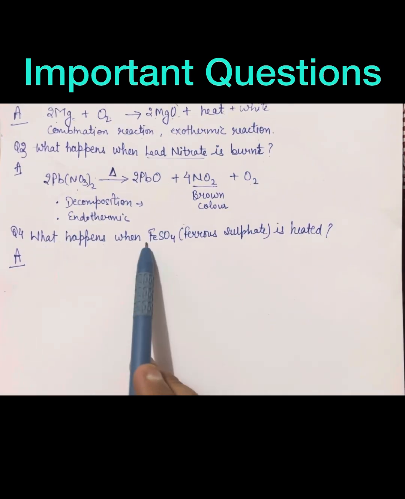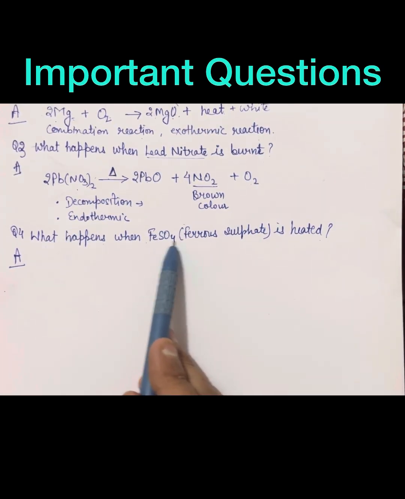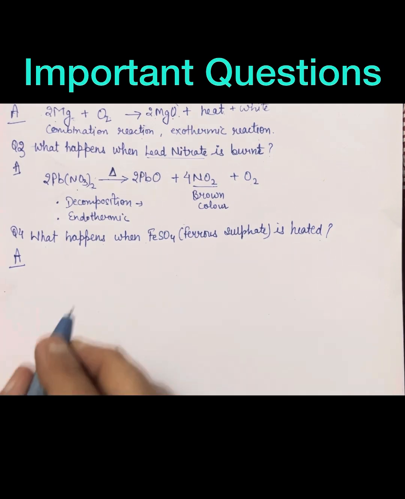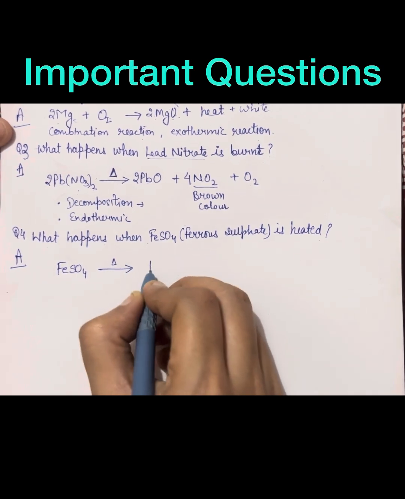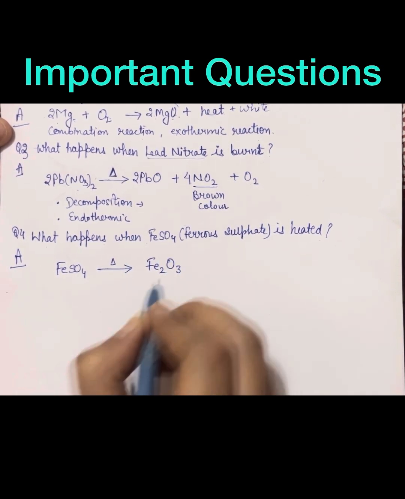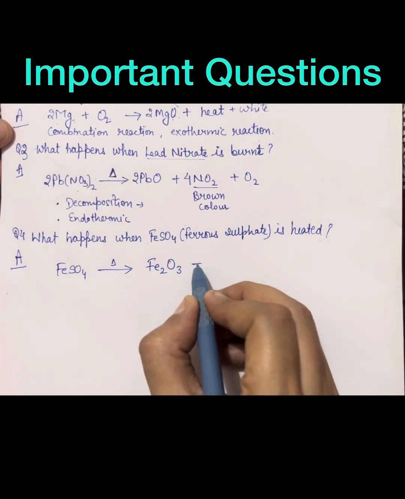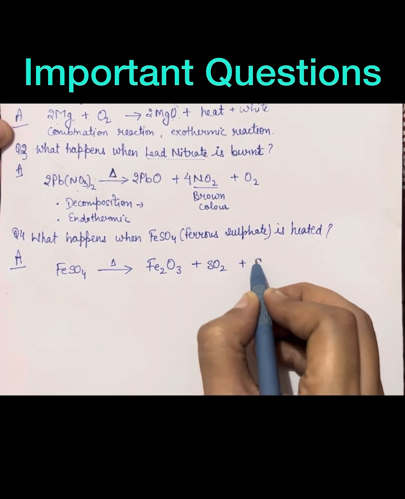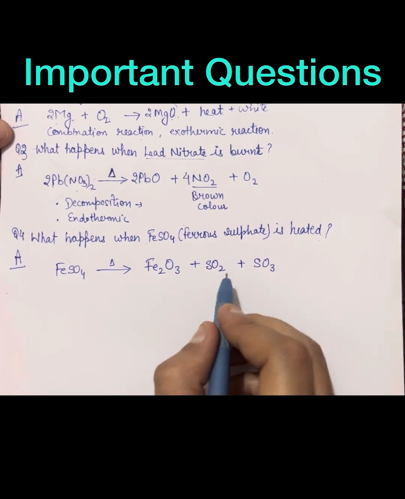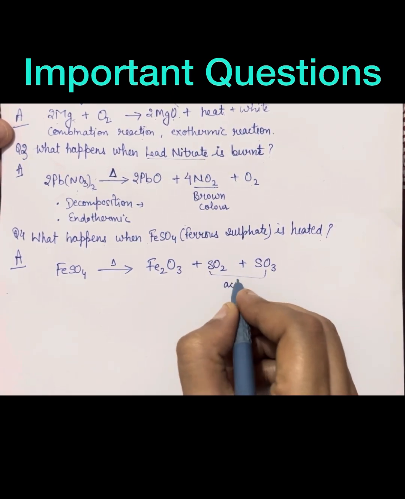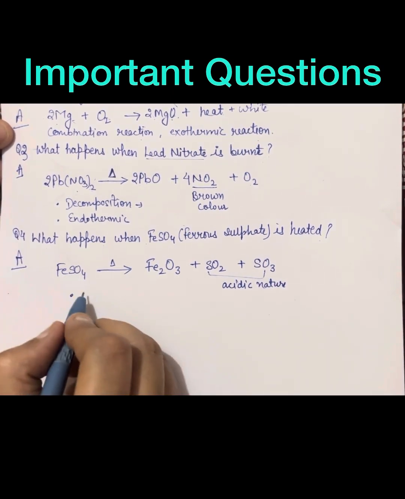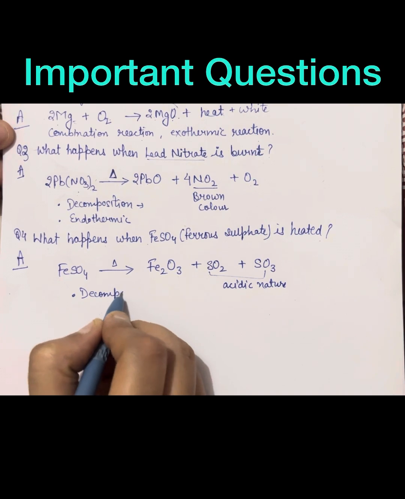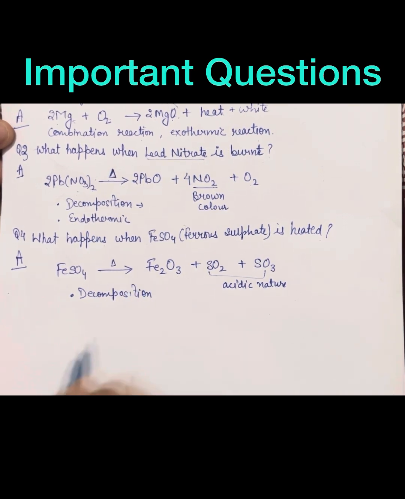Next question is, what happens when ferrous sulfate is heated? The formula of ferrous sulfate is FeSO4. Children, whenever FeSO4 is heated, it will form Fe2O3, ferric oxide, plus sulfur dioxide gas plus sulfur trioxide gas. Children, these are of acidic nature. Acidic nature. And the type of reaction is decomposition, because here also the same is happening. One reactant is dissociating into 2 or more products.